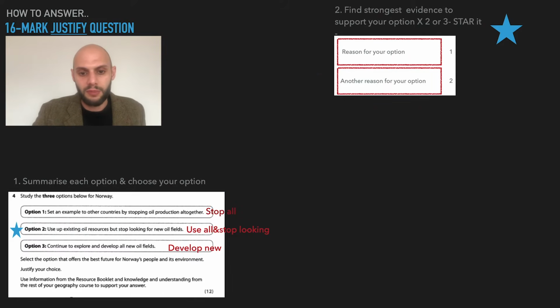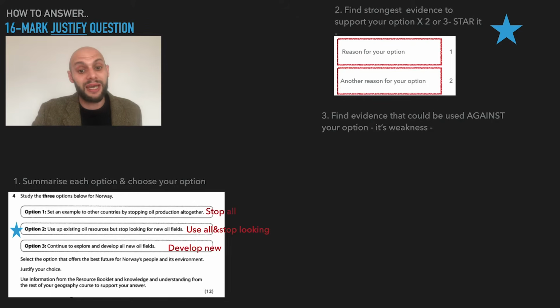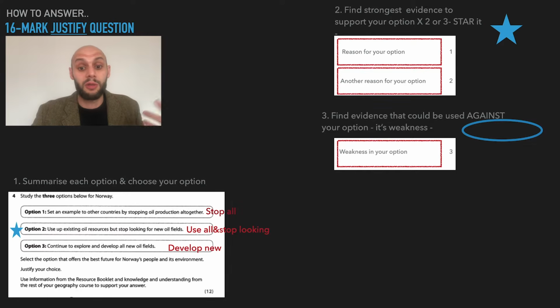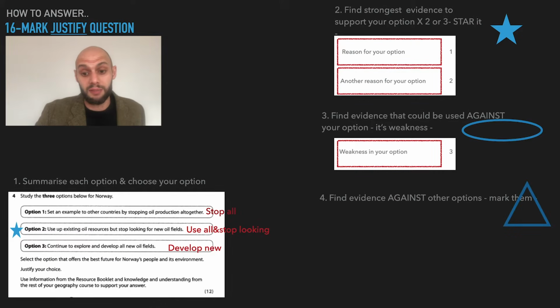Okay. The third step then that you should do, find evidence that could be used against your option, i.e. its weakness. So mark that maybe with a circle, whatever symbol you want to use, just so you've gone through your evidence and you've marked it. So circle your weakness. So that's going to be your third paragraph. Fourth then is going to be find evidence against the other options, and then you're going to mark them as well, maybe put triangles next to them.